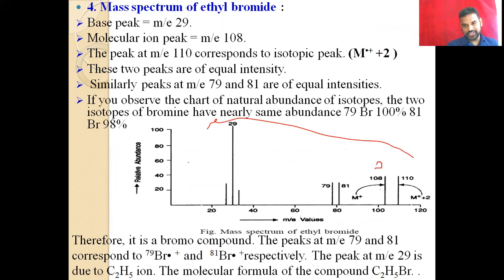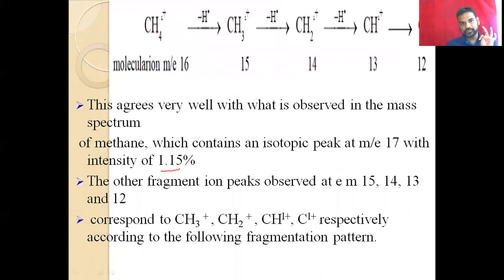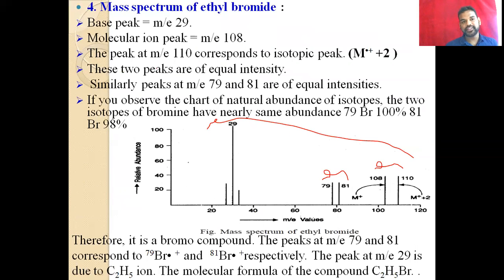That means these two peaks are different here, so we can expect a different type of explanation. The base peak is 29. As we observed in the last three examples, the base peak and the molecular ion peak were the same. But in the mass spectrum of ethyl bromide, the base peak is 29, while the molecular ion peak is 108.